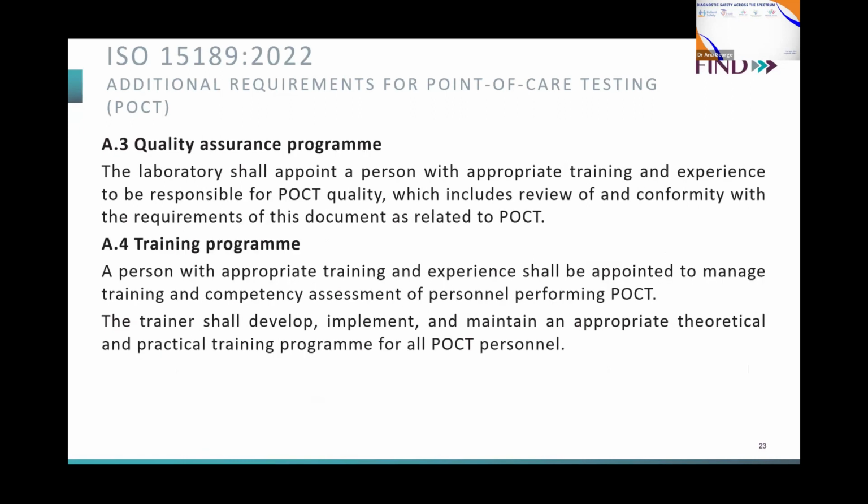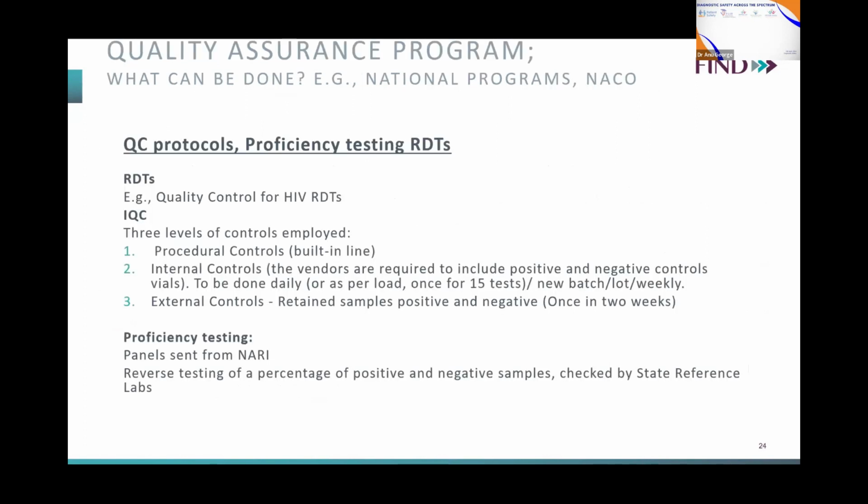A.3 says quality assurance program. A quality management system should be there around every POCT test. And also a training program should be available. So these are all mandates of the ISO. Next slide, please. I'm not going into the details.